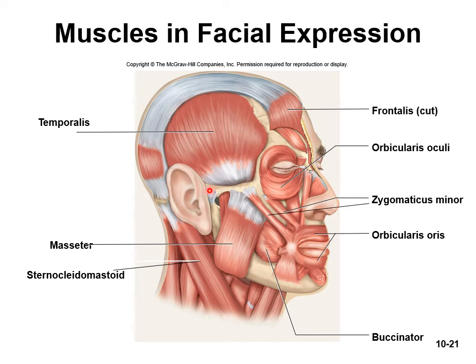Here's just a figure showing you those different muscles of the temporalis, the masseter, the sternocleidomastoid, the buccinator, orbicularis oris, orbicularis oculi, the frontalis that has been cut a little bit, and the zygomaticus sitting right over that zygomatic bone.